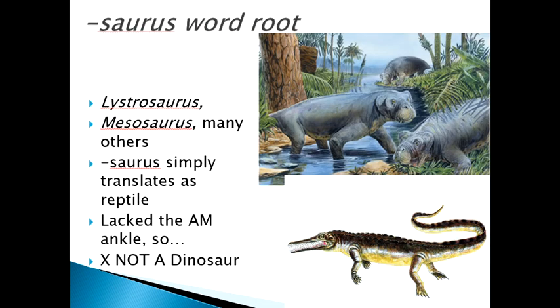There are also a bunch of confusing groups that have the root word saurus in their name. The two examples that you see here, on the top Lystrosaurus and below Mesosaurus, are certainly reptiles, because that's what the root word saurus means. But these things also lived well before the time of the dinosaurs. They don't have the advanced mesotarsal ankle, and so they're also not dinosaurs.